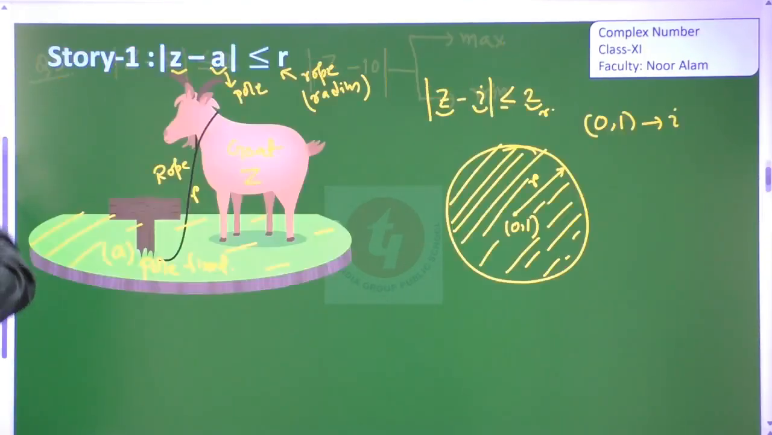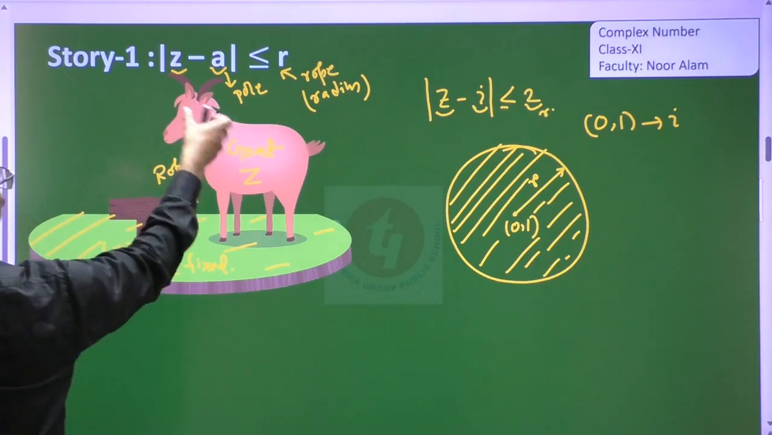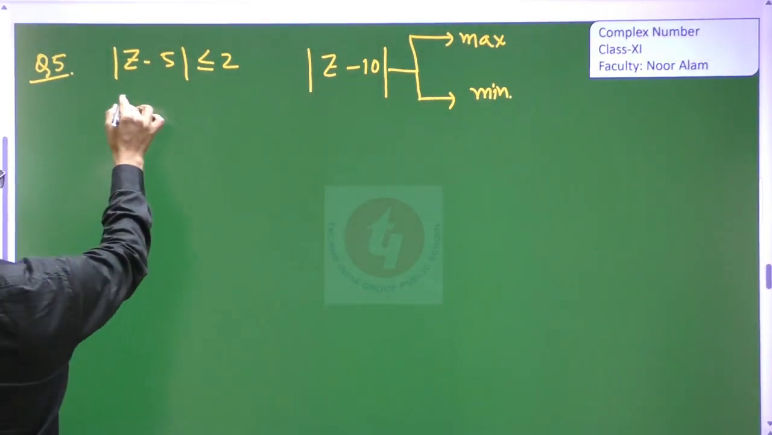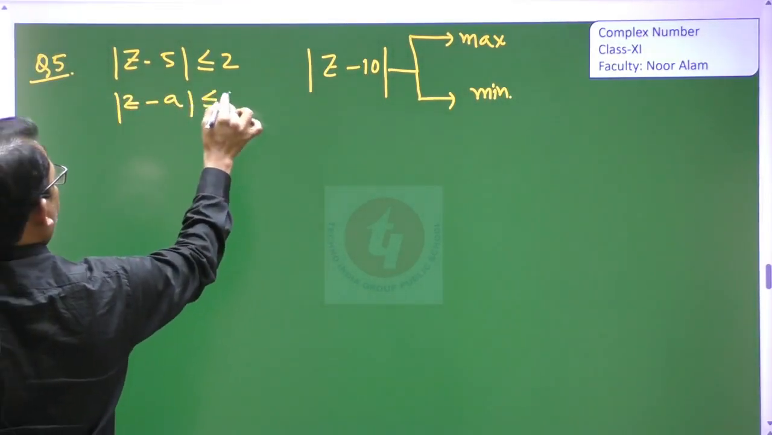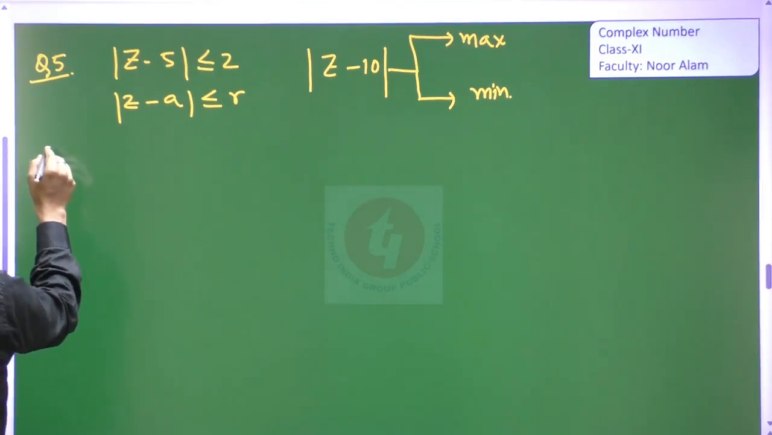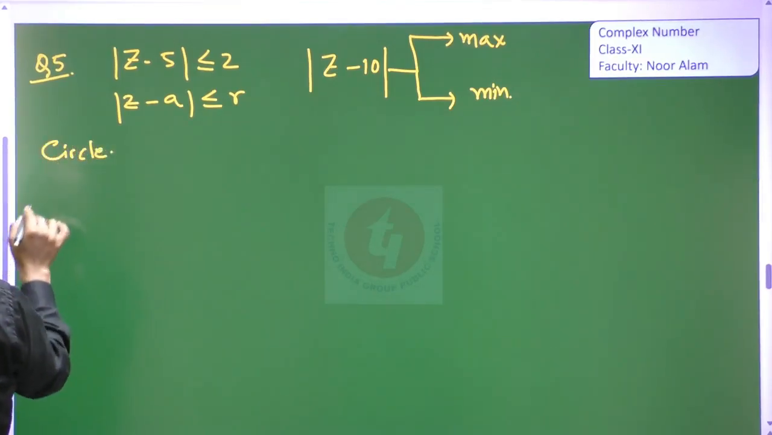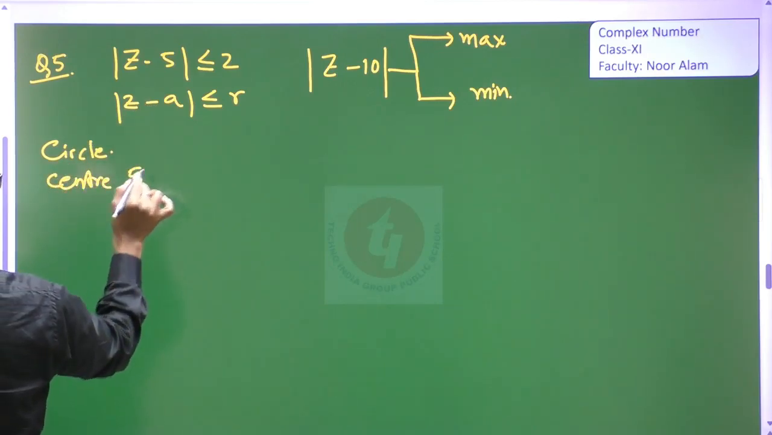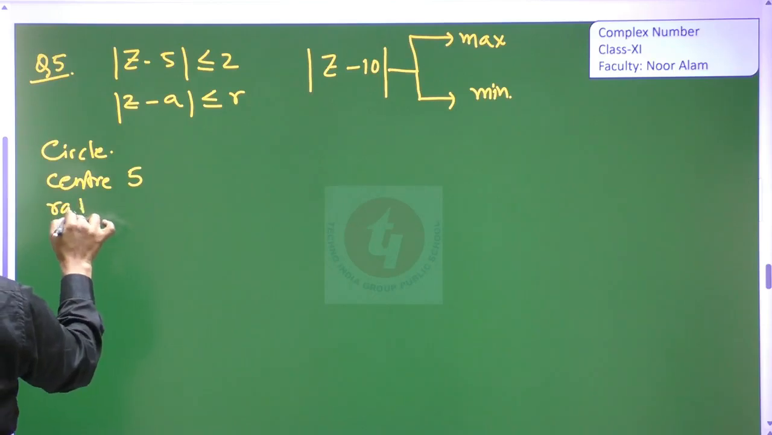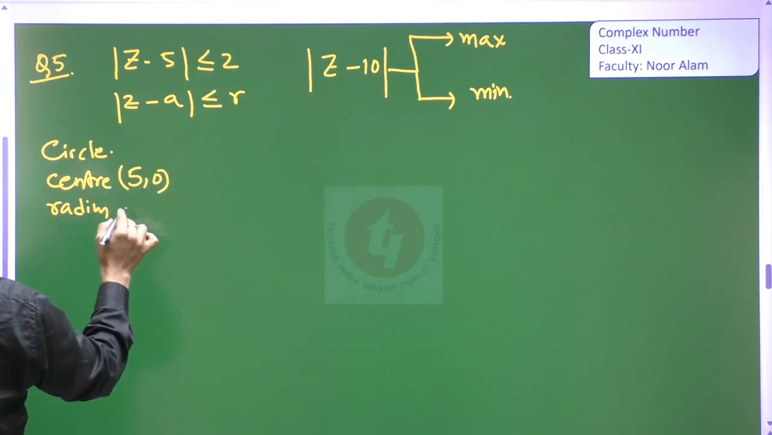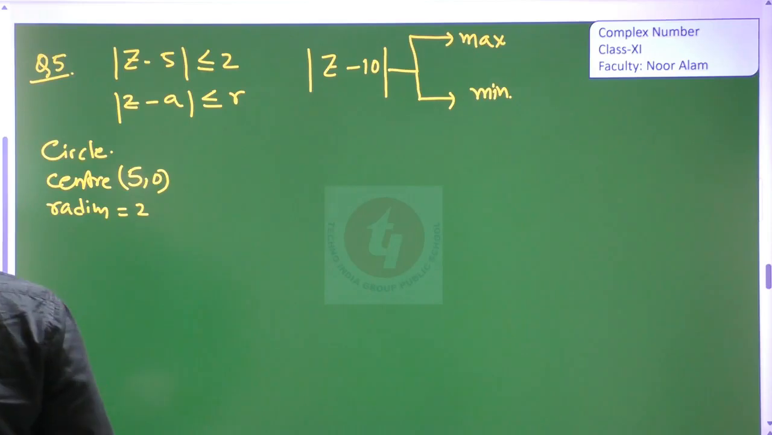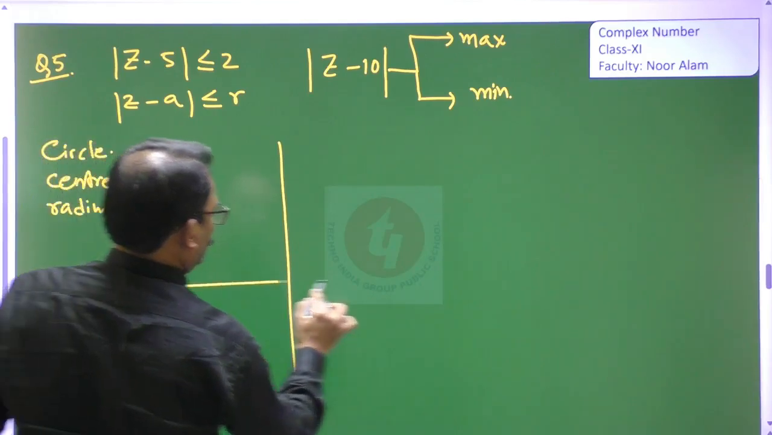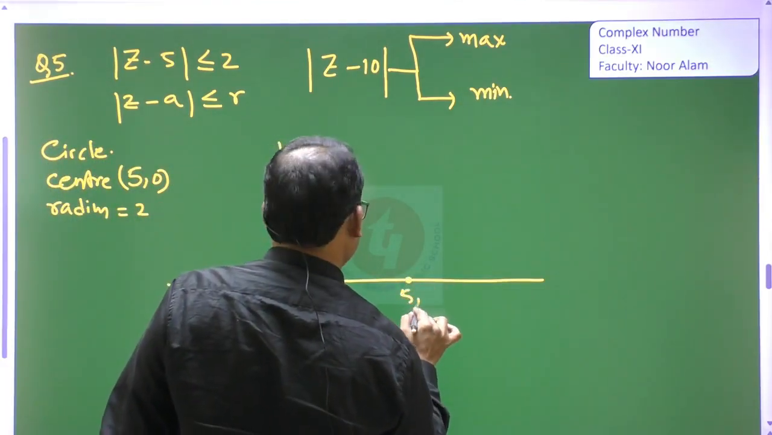So again, you notice that this formula, which we call the standard formula, mod of z minus a less than or equal to r, is present here. From here you get the conclusion that our locus is a circle. From the locus you get the center. The center is 5, 0 and the radius is 2 unit. So can we form a circle with radius 2 unit and center 5, 0? Obviously we can do it. Now this is 5, 0.